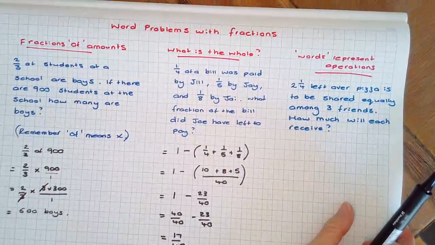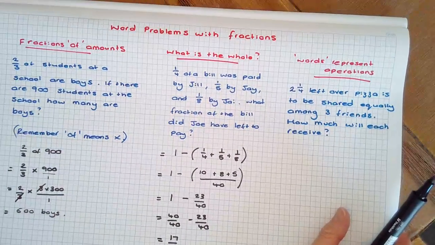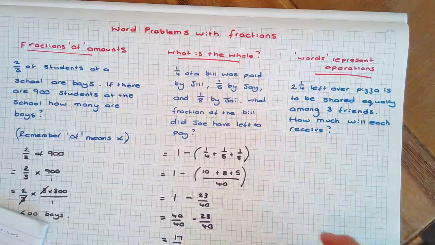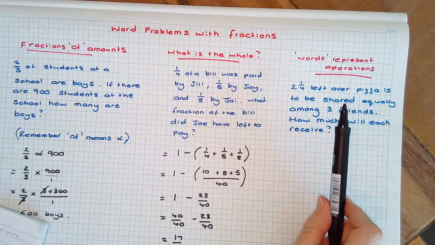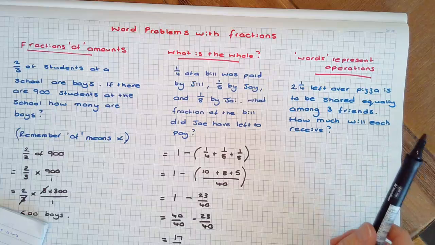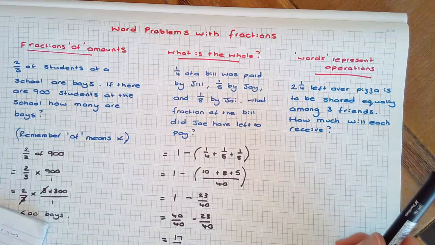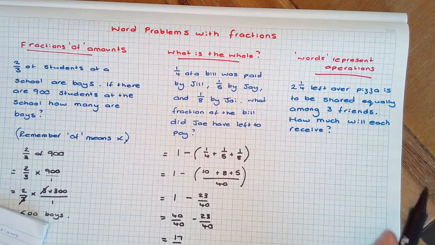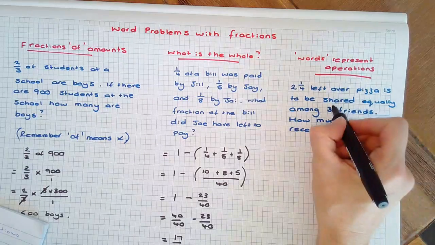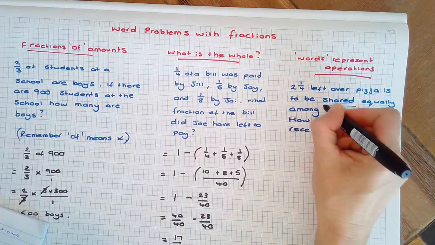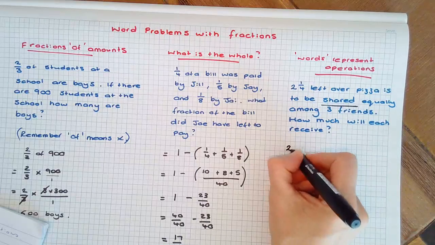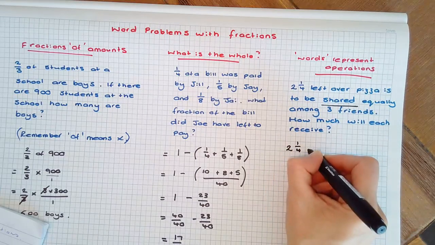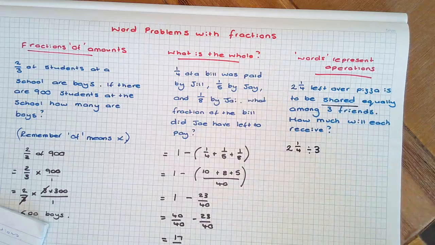The next word problem is that words represent operations, and it's identifying the key words. 2 1/4 leftover pizza is shared among 3 friends. How much will each receive? The key word here, hopefully you saw, is shared between. So the sum would be 2 1/4 shared between 3 people.